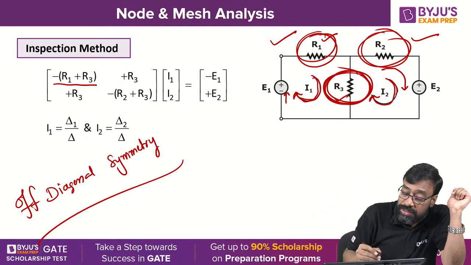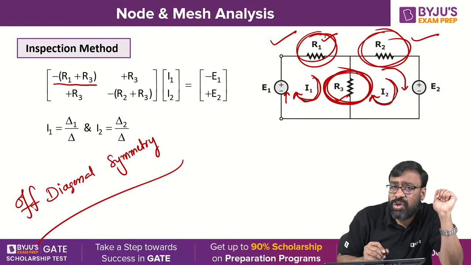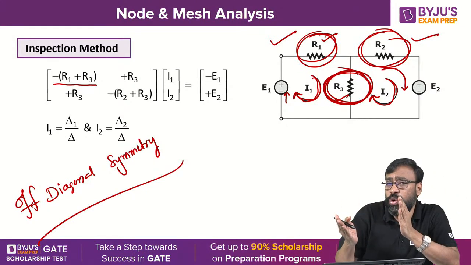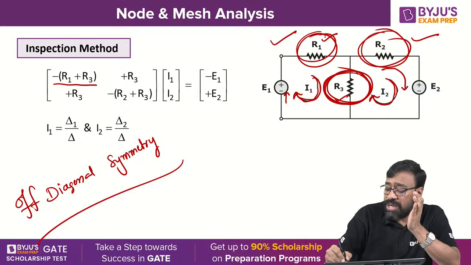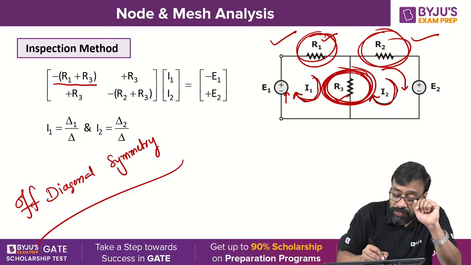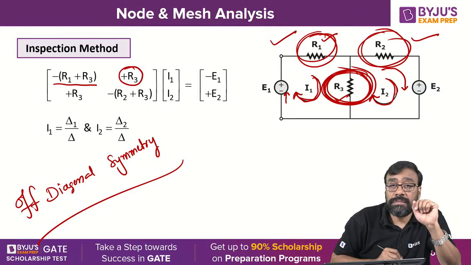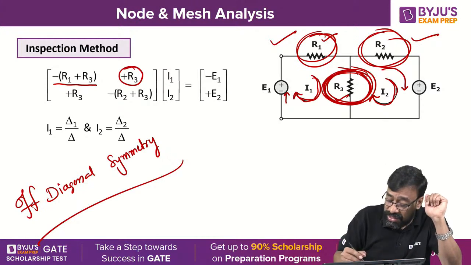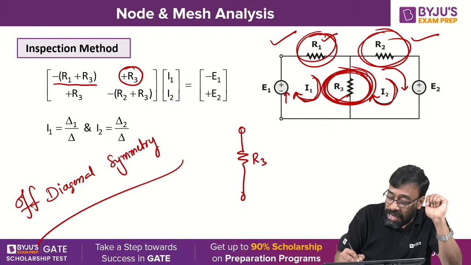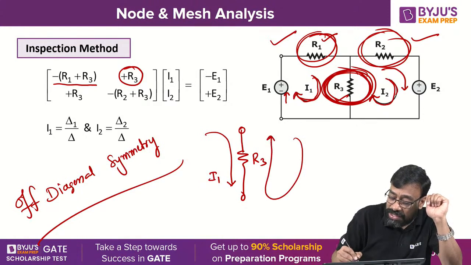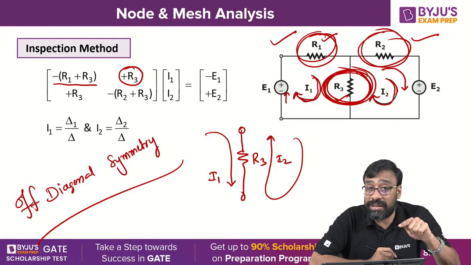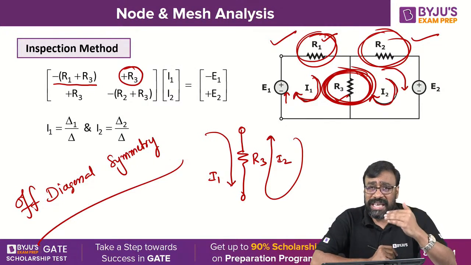So therefore, the common element between the first and second loops, what is the common element? This is R3, therefore you got R3 here. But why you got a positive sign here is, look at this, this is a common element, R3. I1 is flowing in the downward direction, yes or no? I2 is flowing in the upward direction in R3. Both the currents are opposing each other.